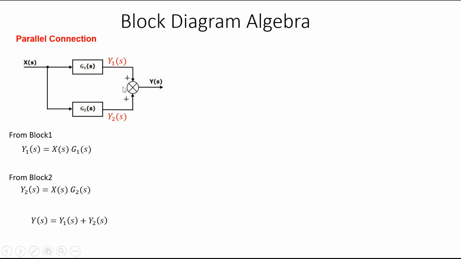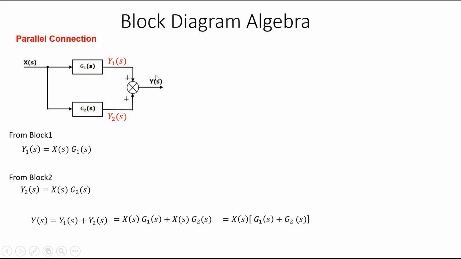But by the summing point, we get Y(s) by adding Y1(s) and Y2(s). So Y(s) is equal to Y1(s) plus Y2(s), where Y1(s) is X(s) into G1(s), and Y2(s) is X(s) into G2(s). So we can substitute here and obtain X(s) into G1(s) plus X(s) into G2(s). We can take X(s) outside: X(s) into G1(s) plus G2(s).